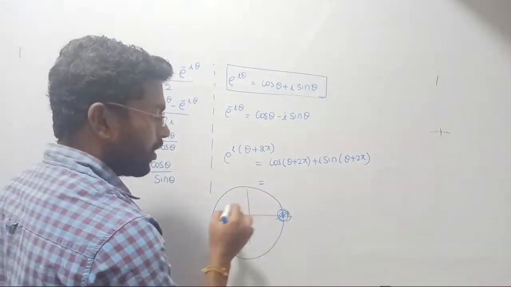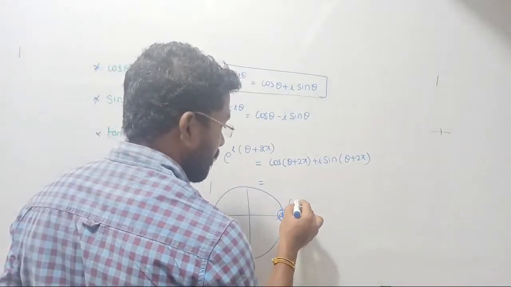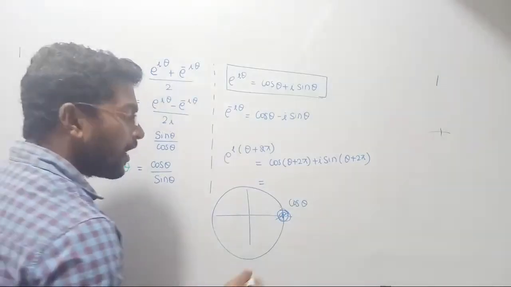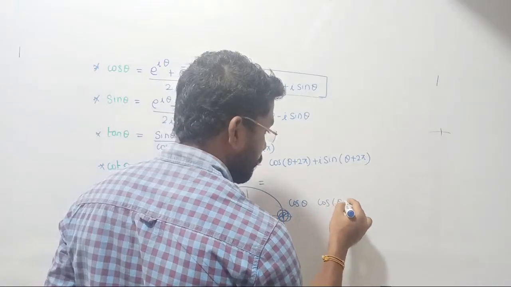Is there any change in my property? No. So the conclusion is what? Initially, I was cos theta. And then, I was written as cos of theta plus 2 pi.